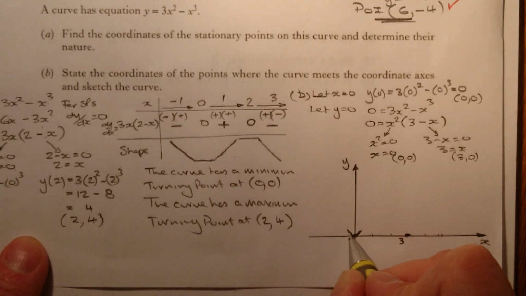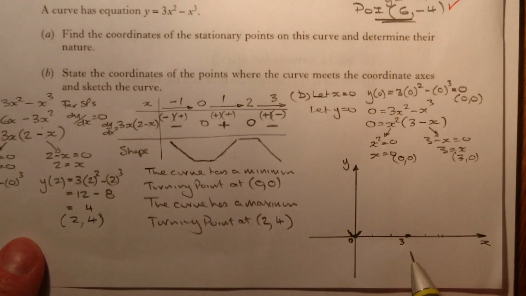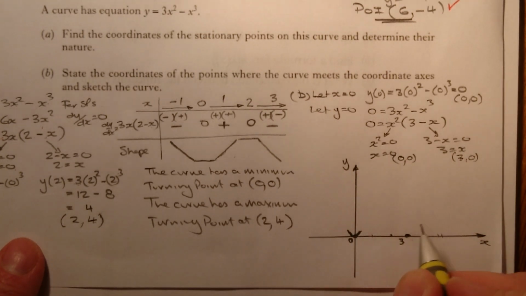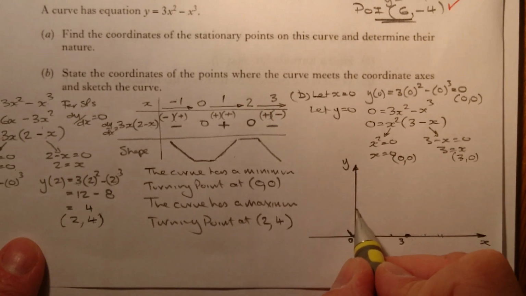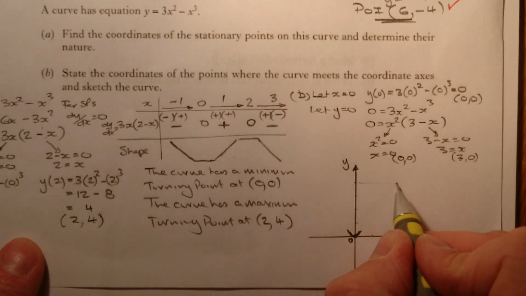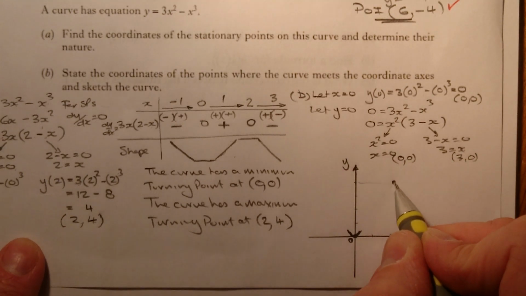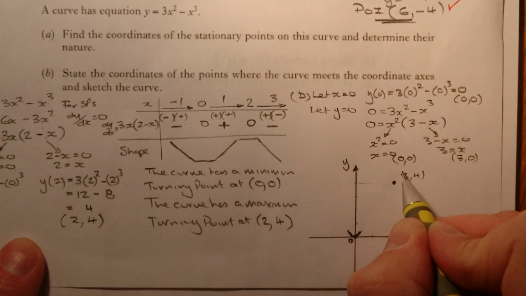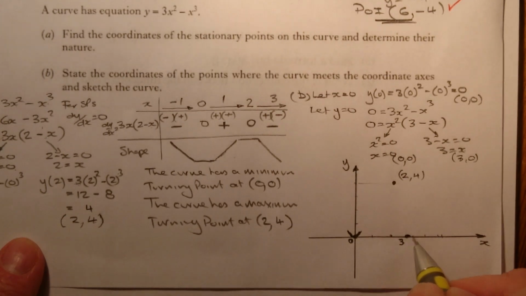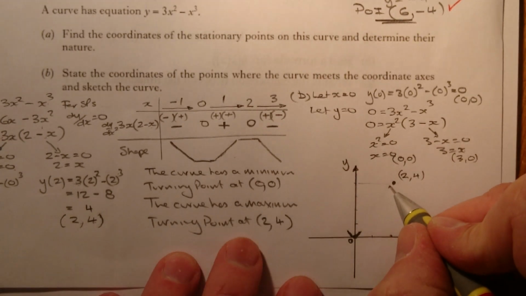Okay, that's me there. I know that I've got a maximum turning point at 2, 4. So if I go up 1, 2, 3, 4, and then along to there, 2, 4 would be there. So that point there is the stationary point 2, 4. And I'm going to come back through here. Okay, so I know that's going to be turning there.